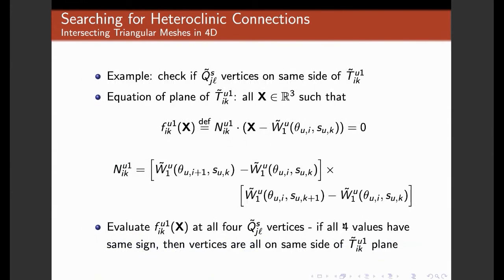Essentially, all we're doing, we find the equation of the plane using old methods from your old pre-calculus class in high school, cross product to find the normal of the plane formed by the triangle, and then use that to get the equation of the plane, plug in all four vertices of the quadrilateral, and see if the resulting values are all the same sign. If so, you know that the quadrilateral is contained on the same side of that plane.